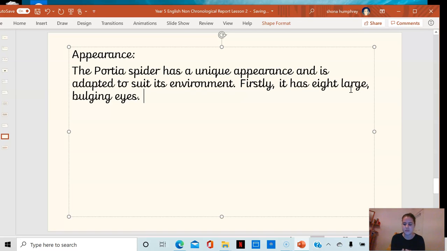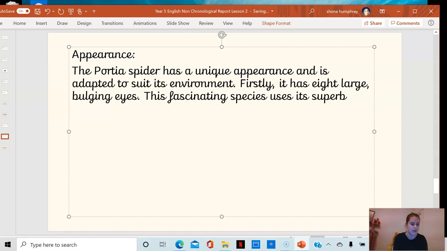Now, I feel like I need to expand on this and explain why having 8 large bulging eyes is important. So, I don't want to describe the Portia spider as the Portia spider, so let's give a different definition of describing it. So, this fascinating species, so I have one of my vocabulary words already, uses its superb, so here I've got another formal language to just add a bit of additional information about how good their eyesight is.